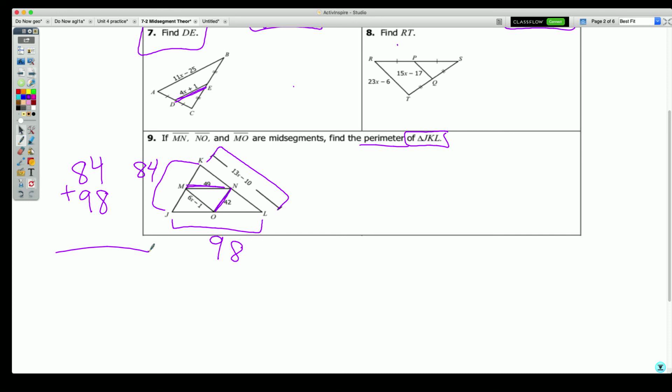So let's figure out what my mid-segment is, and let's double it. Which one is parallel to KL? MO. Good. So there's my mid-segment. I know I have to double it, so I'm going to do 2 times what? 6x minus 1, and I'm going to set it equal to 13x minus 10. Let's do this one together. This one's easy. So let's distribute that 2. When I distribute, I get 12x minus 2.